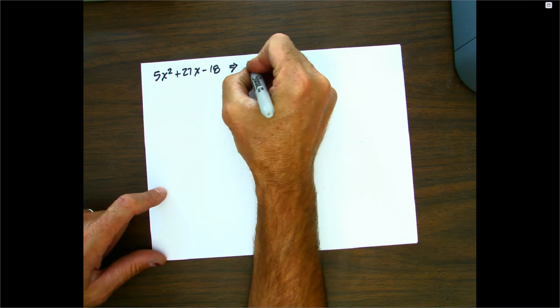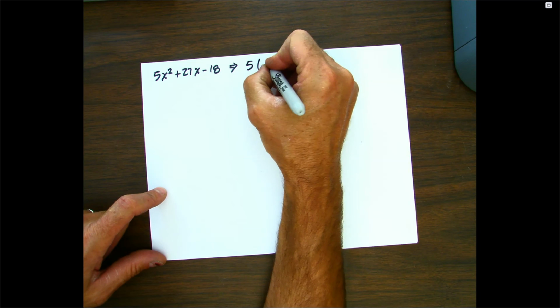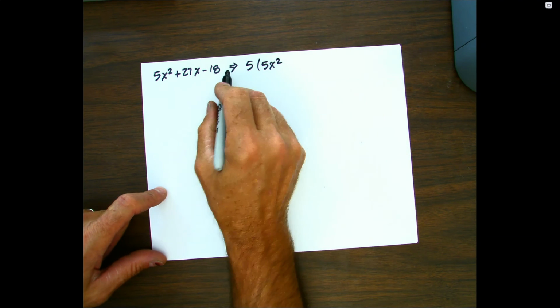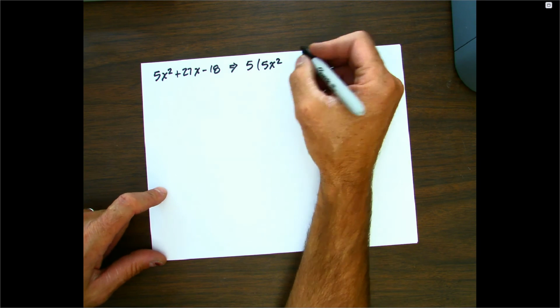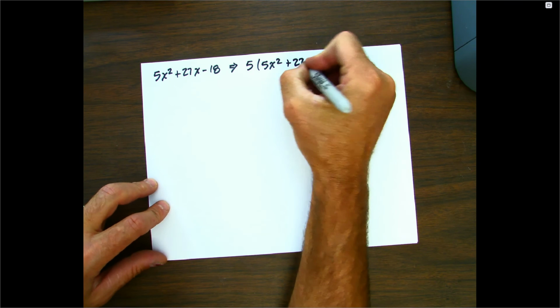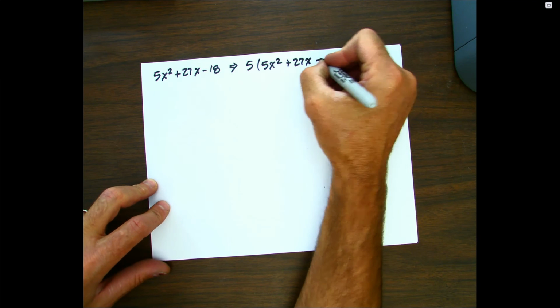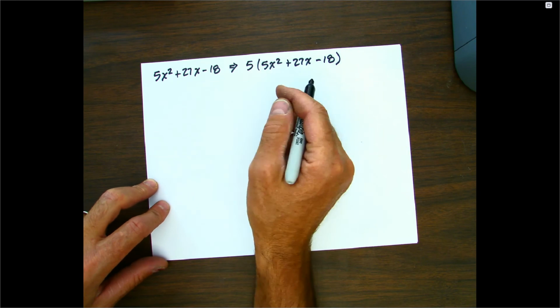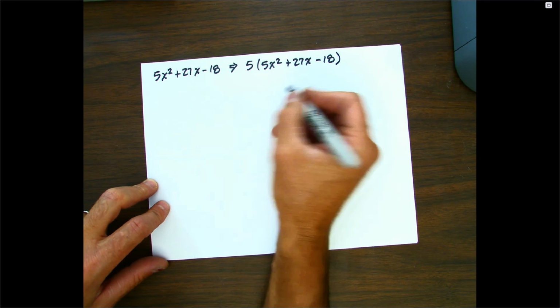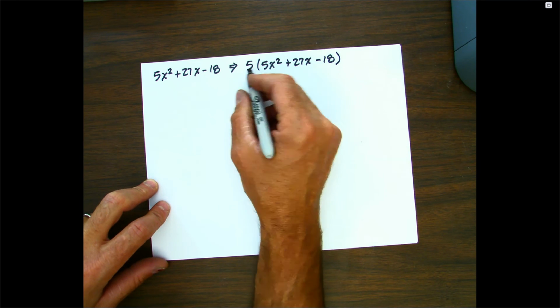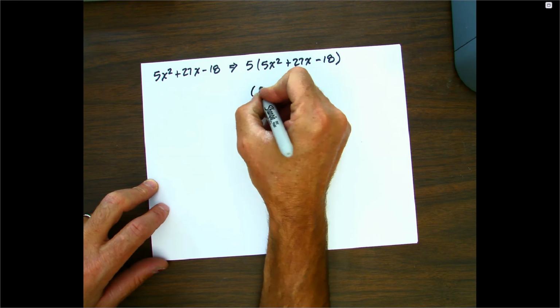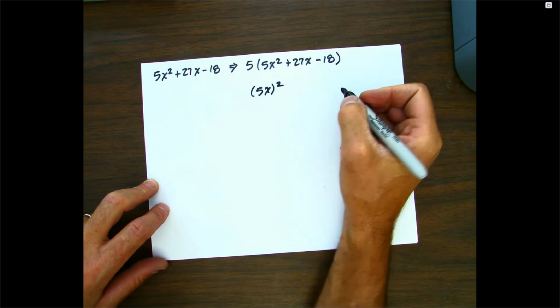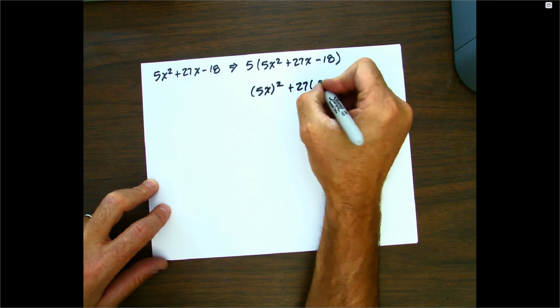So I'm using a forward arrow because it's certainly not equal. Or the implication, I guess. I don't even know what the right arrow to use here is. It's a different problem, an easier problem. But here's the interesting part. He says, well, rewrite this as 5 times 5 and x times x. So really, it's the quantity 5x squared plus 27 times 5x, if I distribute the 5. And then if I multiply the 5 times the 18, I get negative 90.